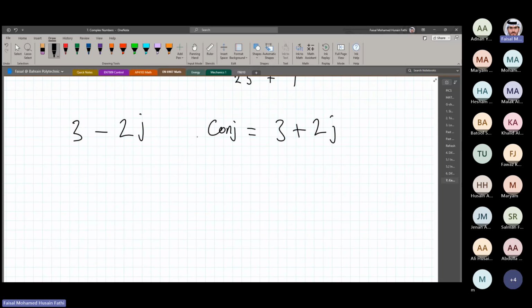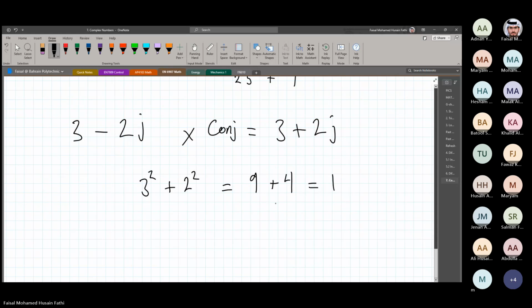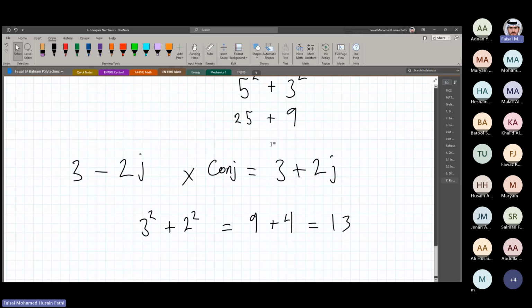Directly, I can tell you if you multiply these two, it's going to be 3 squared plus 2 squared, which is equal to 3 times 3 is 9, plus 2 times 2, which is 4, equal to 9 plus 4, 13. Okay? This is an important concept.